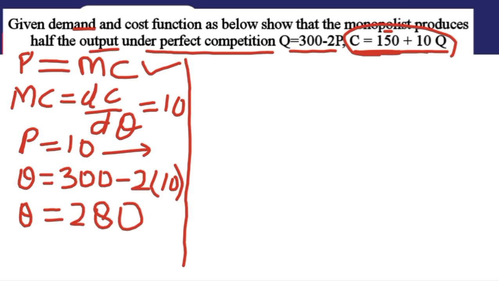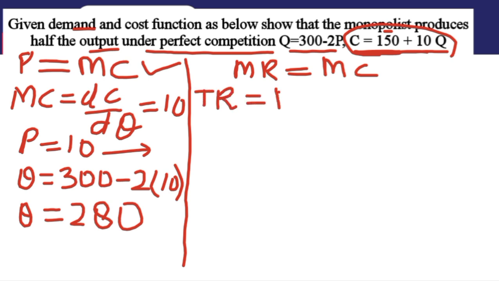Okay, now what about monopoly? In case of monopoly, the profit maximizing condition is that we equate the marginal revenue with the marginal cost. To find out the marginal revenue, first we should know what the total revenue is. Total revenue is equal to price into output. That means first we need to solve the given demand function for p.